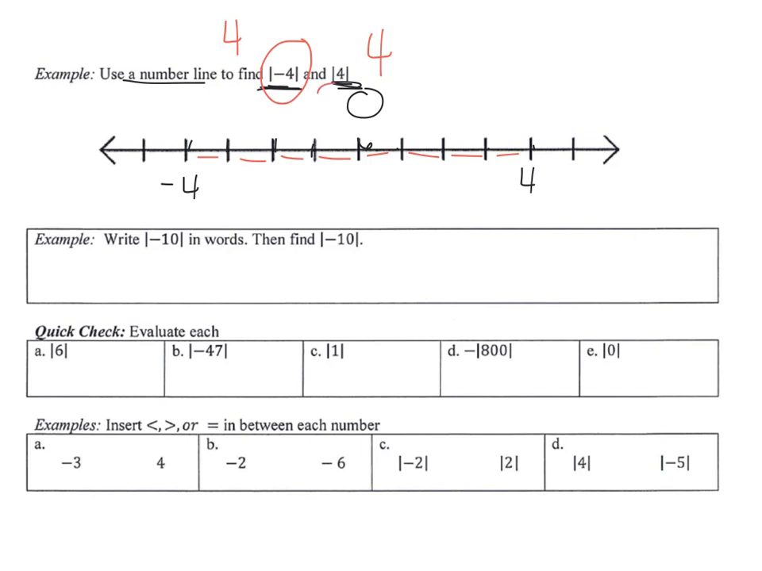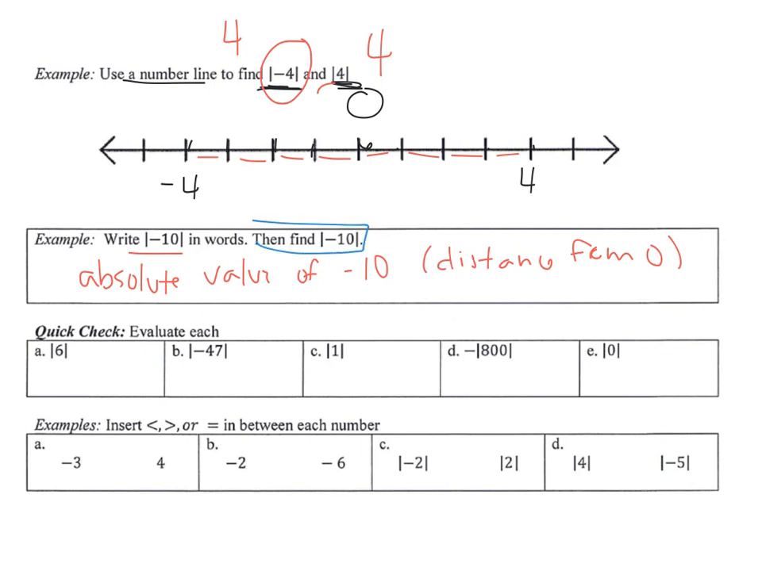So write the absolute value of -10 in words. So it's the absolute value of -10, which is distance from 0. So how far is -10 from 0 on the number line? It's 10 units. So there's my answer.